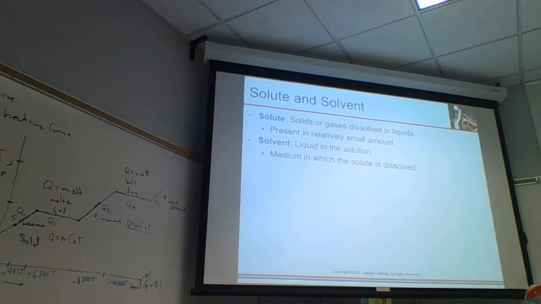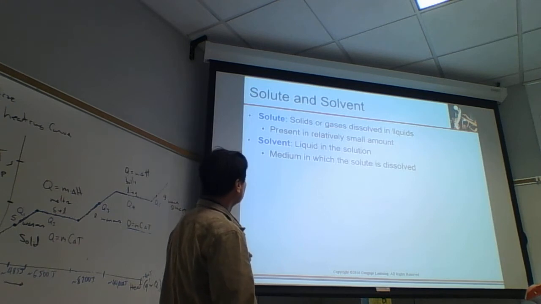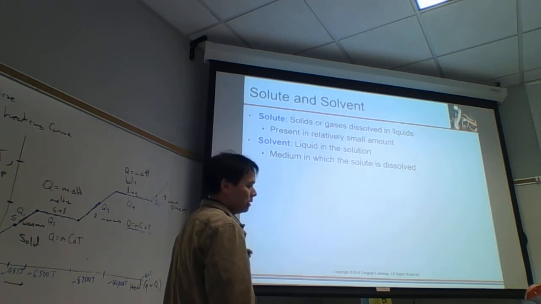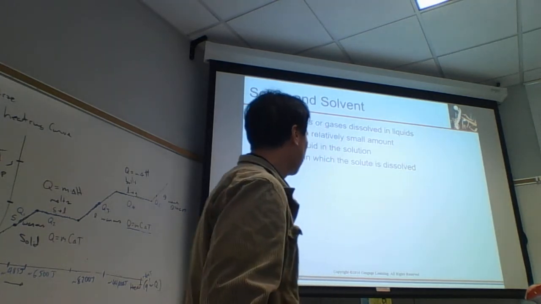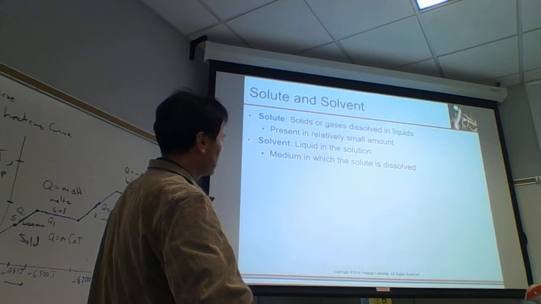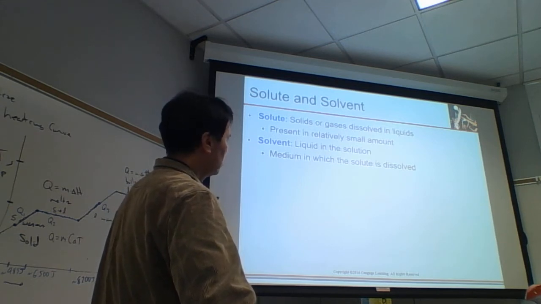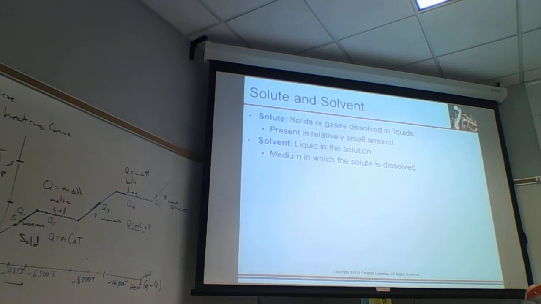Solute and solvent. When we have a mixture, there's usually a major component and a minor component. And so sometimes we'll just say it's dissolved in the major component. So if we're looking at water solutions, the solvent would be water, the solute would be whatever is dissolved in the water. So solute is the minor component, the solvent is the major component.